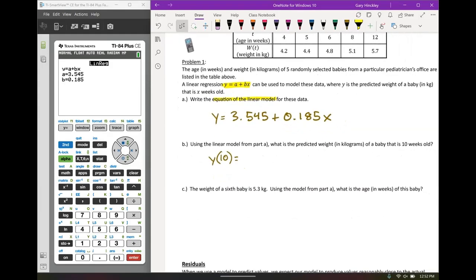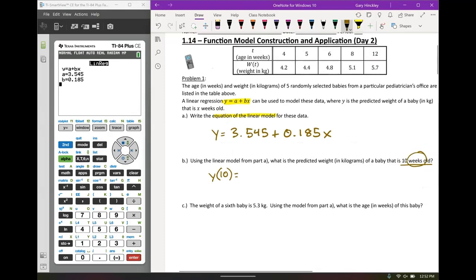All right, so part B, we are using our model to predict. Now, we have to pay attention to what they give us. Here, it is 10 weeks old. Well, weeks, is this our x value or our y value? The age. Which one is it? The x, right? Our independent variable. That is our t. T is the age in weeks. So they're giving us that age.